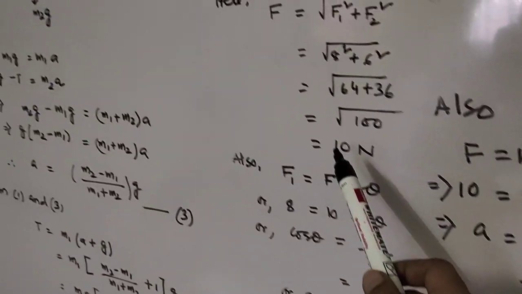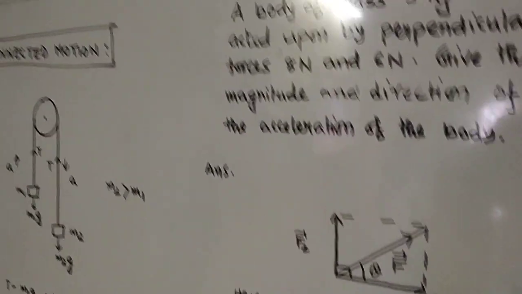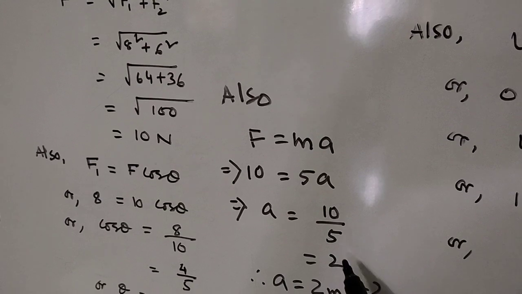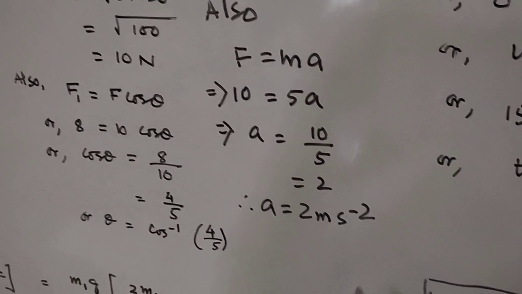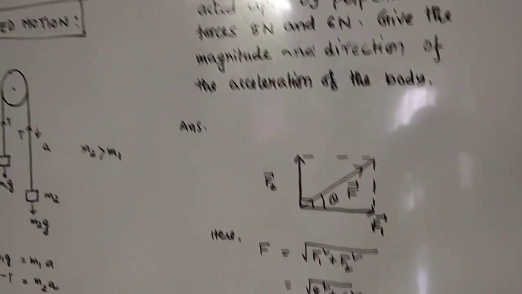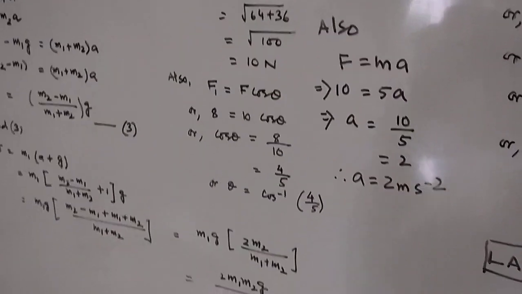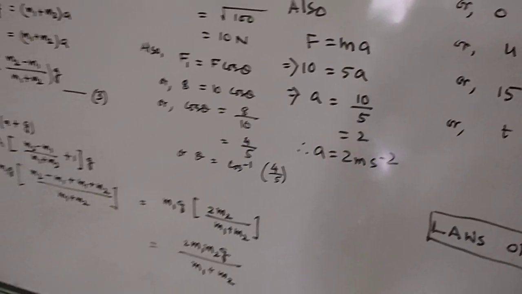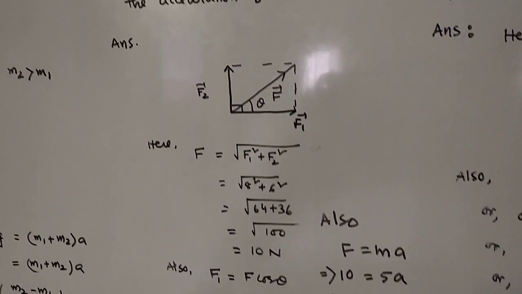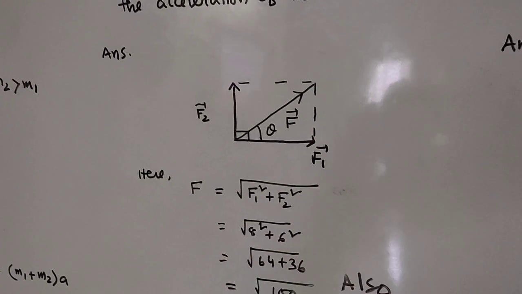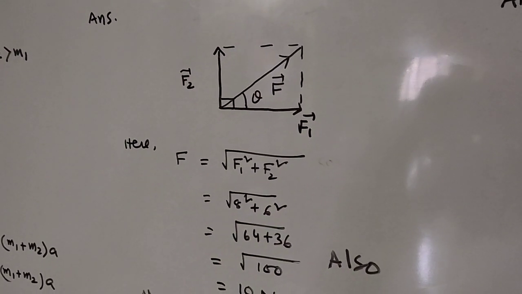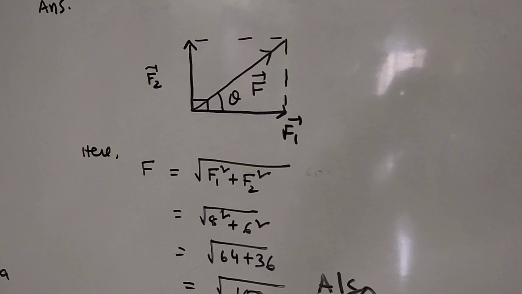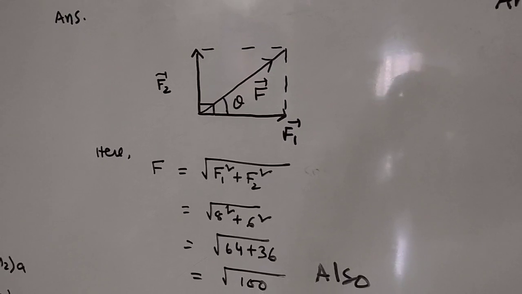F equal to 10, already we have defined here, and mass is 5, so 5a, so a comes out to be 10 by 5, which is 2, so a equal to 2 meter per second square. So we have got the magnitude of the acceleration, and the direction of the acceleration is cos inverse of 4 by 5. Because the direction of the force and the direction of the acceleration is the same, because F equal to ma. F is a vector quantity and a is a vector, then definitely a is a vector quantity, because mass is a scalar.